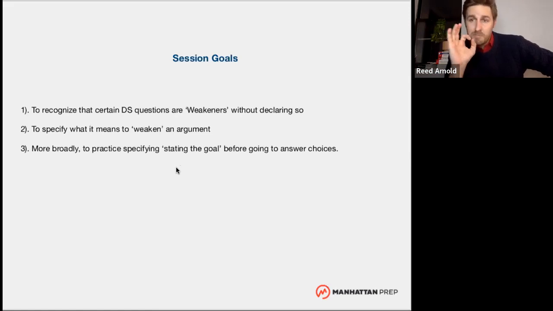That skill of specifying what the goal of an answer choice should be is something you can use on many other critical reasoning question types.